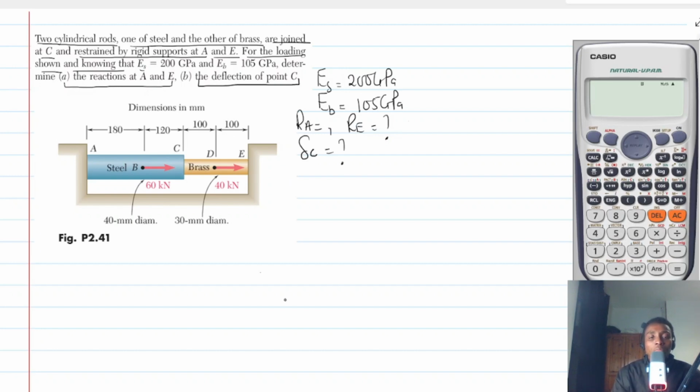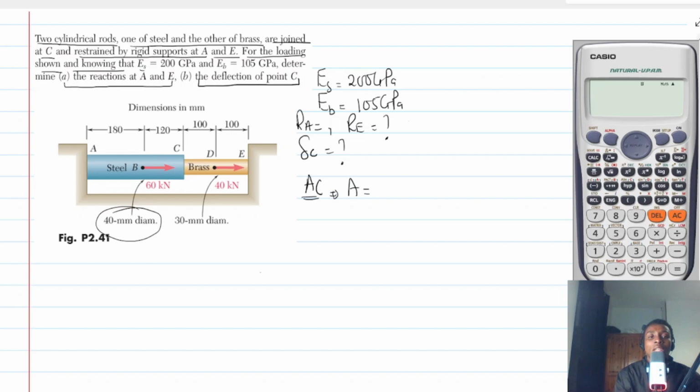Okay, so let's try and draw the free body diagram of what we have here. But then, okay, let's do it this way. Let's calculate the areas. So we have two structures. We have AC, and AC is steel, right? So let's calculate the area there. So the area for AC for the steel part is what?